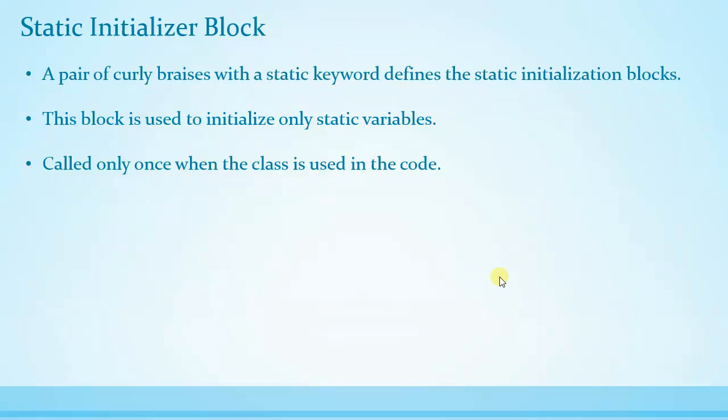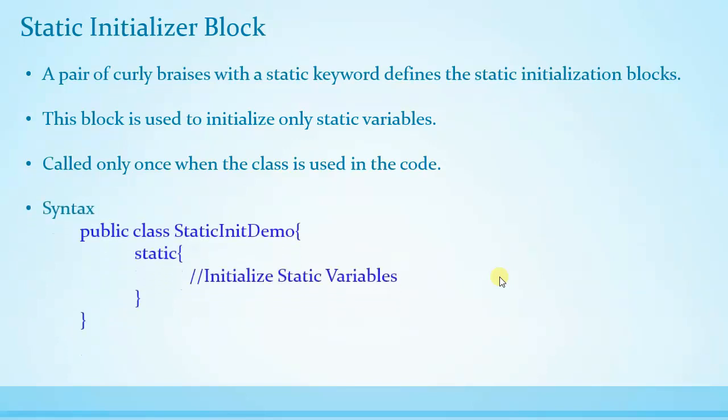So it will get called only when we use the class, and it will get called only once. Alright, now we will see the syntax for the static initializer block. Here the class name is StaticInitDemo, and if we have one or more static variables inside this class, we can initialize those inside the static initializer block. This is shown here: a static keyword, then open and close curly braces. Between these braces, we can initialize the static variables.